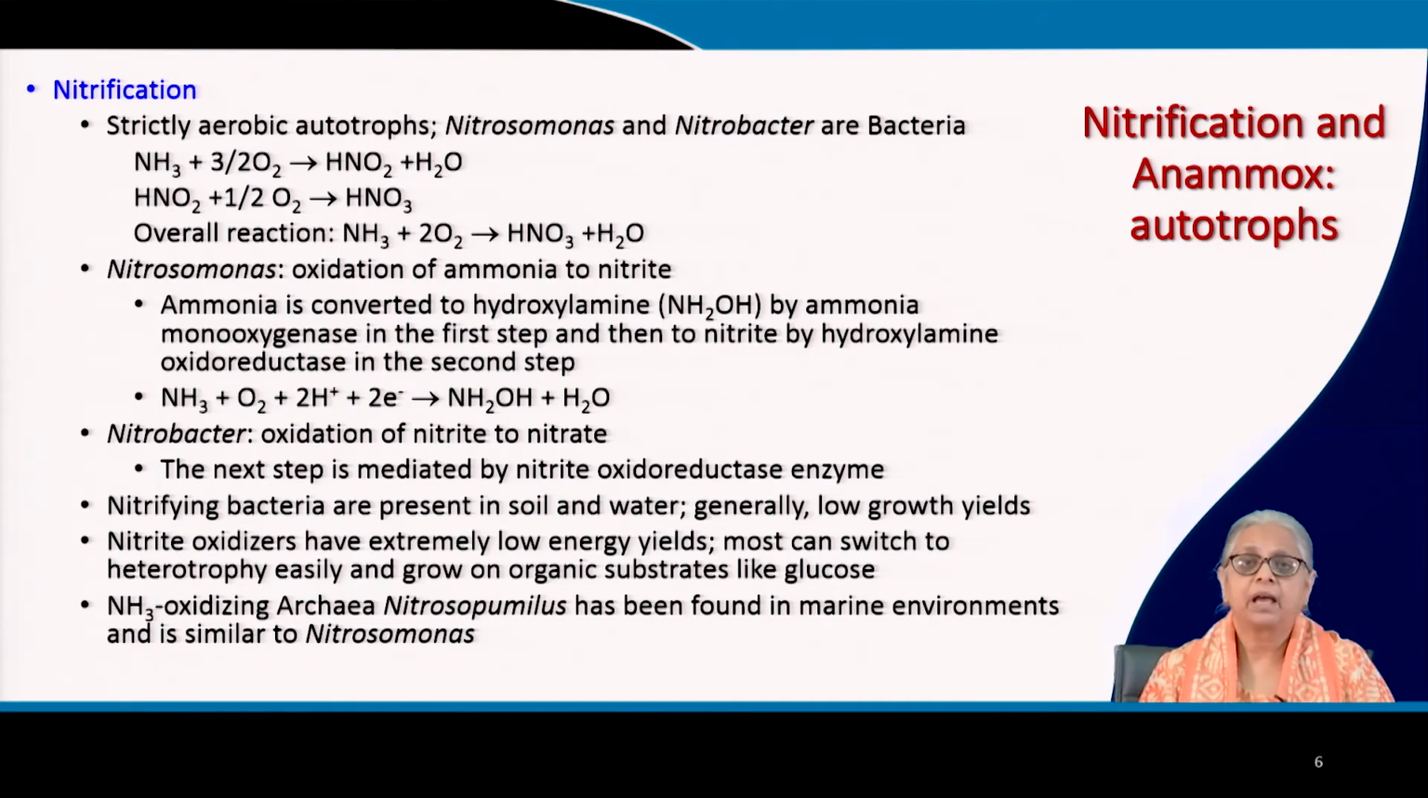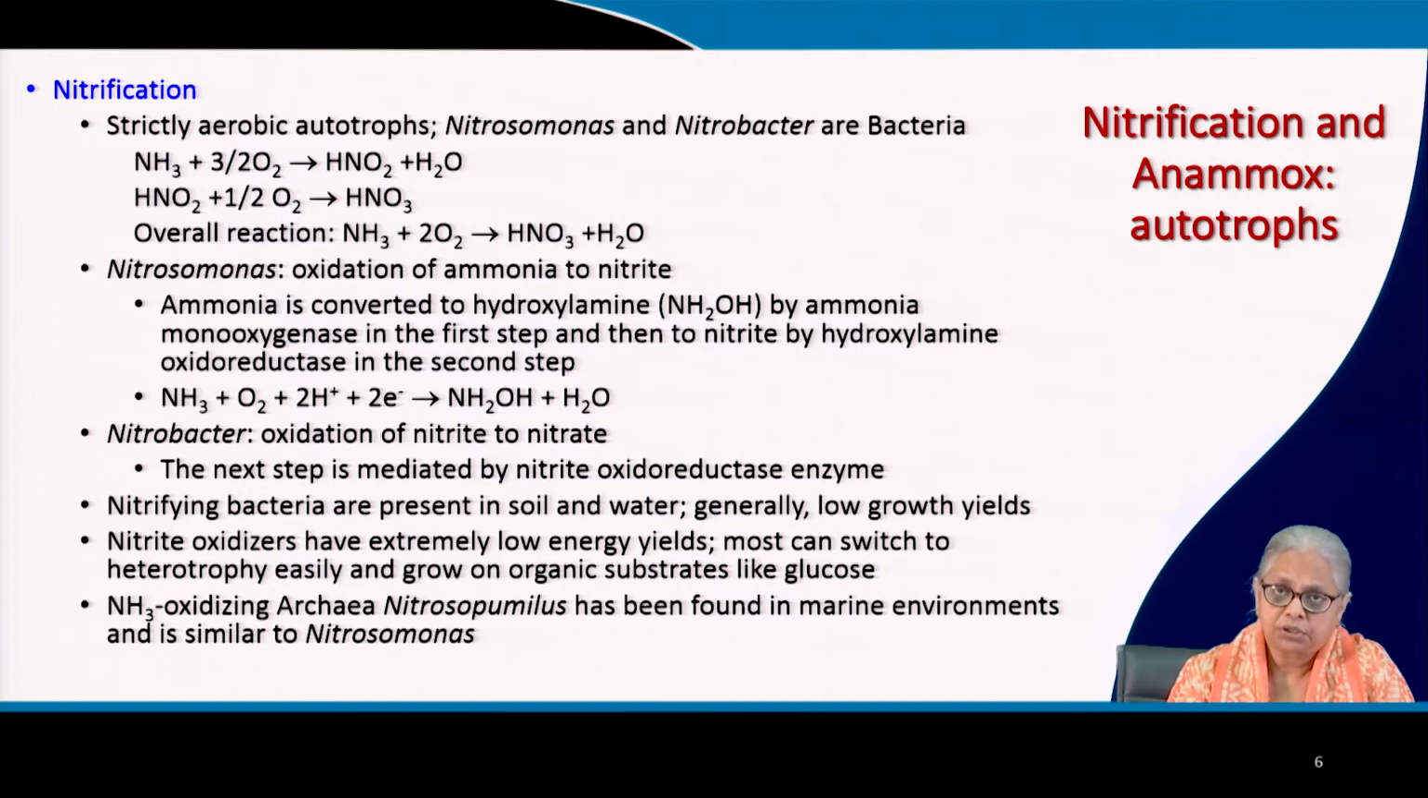Let us now look at another element. The next element is nitrogen. Now nitrogen is very interesting because it comes in several different forms. You have different oxidation states for nitrogen. So you have inert nitrogen gas in the atmosphere that is not bioavailable, and you have ammonia, nitrite and nitrate along with organic nitrogen, which are all bioavailable forms of nitrogen.